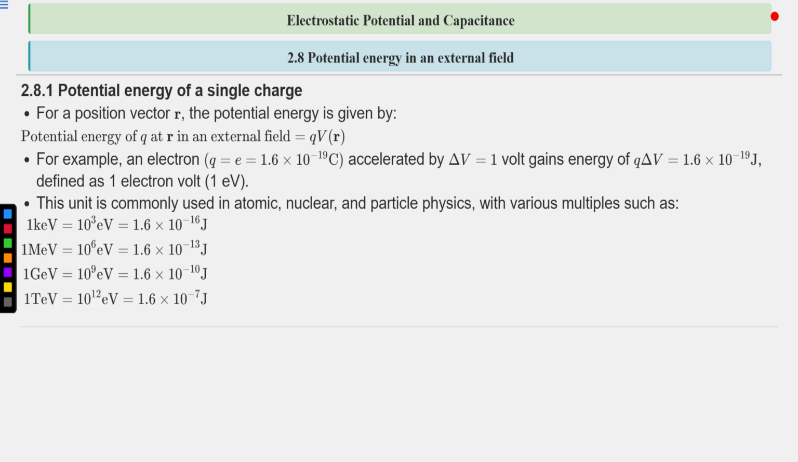1 kilo electron volt is equal to 10 to the power 3 electron volt, which is 1.6 into 10 to the power minus 16 joule. 1 mega electron volt is equal to 10 to the power 6 electron volt, equal to 1.6 into 10 to the power minus 13 joule. 1 giga electron volt is 10 to the power 9 electron volt, which is equal to 1.6 into 10 to the power minus 10 joule. And 1 tera electron volt is 10 to the power 12 electron volt, which is equal to 1.6 into 10 to the power minus 7 joule.